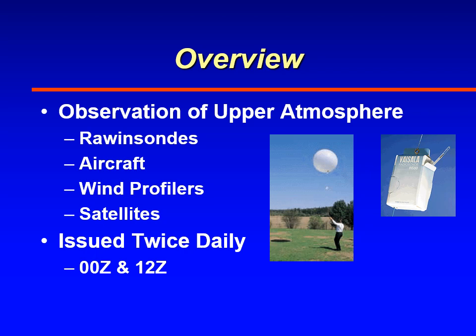And you should know that, of course, these charts come out twice a day at 0Z and 12Z. And typically that's when radiosondes go up. So the bulk of the information found on constant pressure charts comes from radiosonde information.